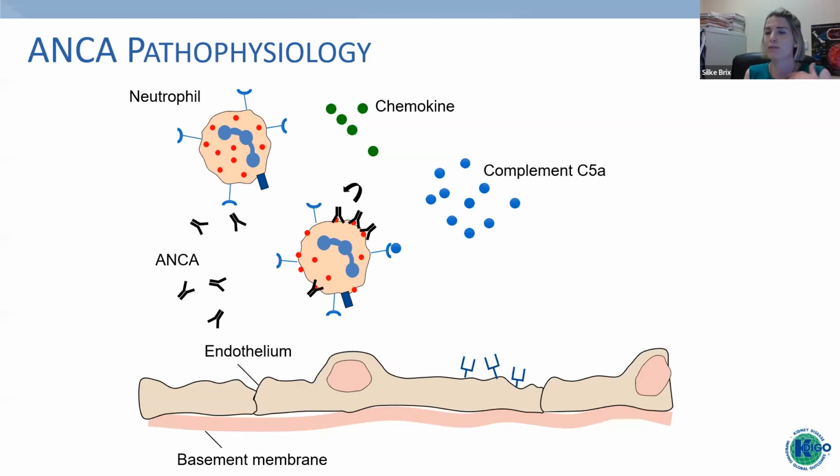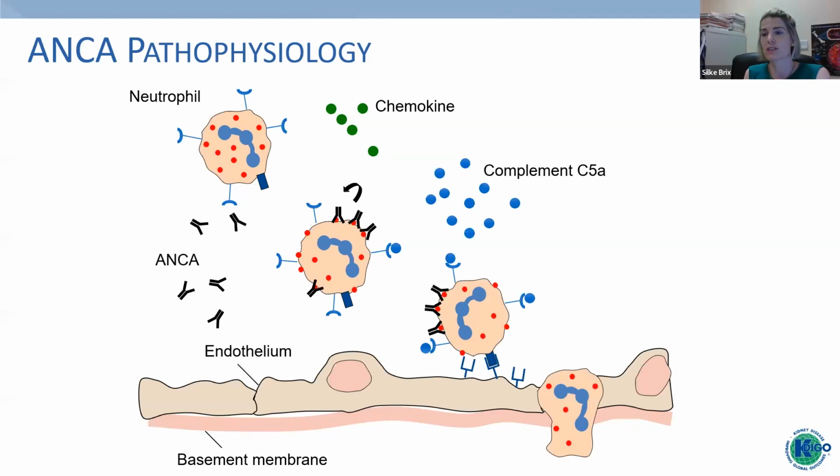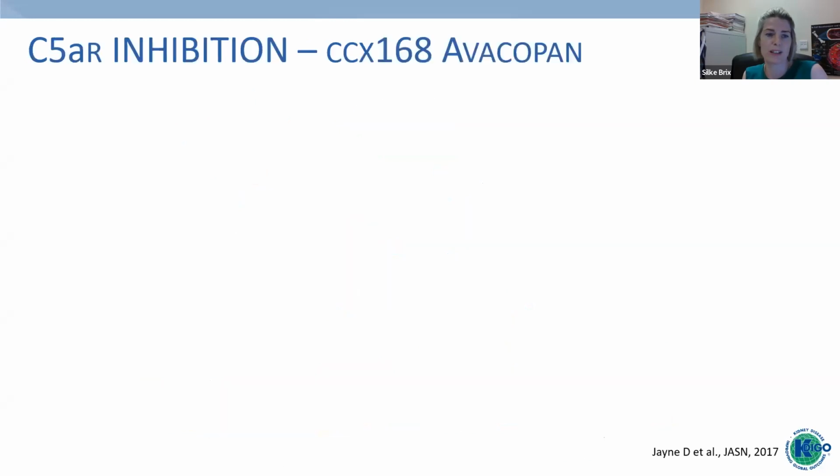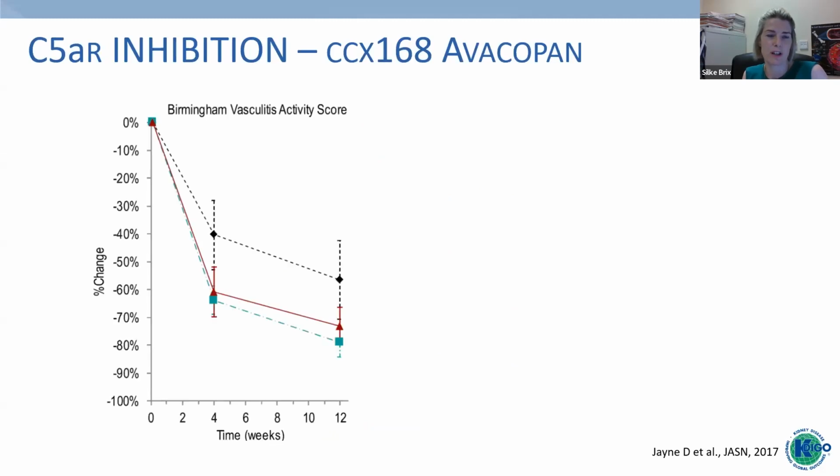And this is the amplification loop that has more neutrophils recruited, more primed and activated, resulting in binding of neutrophils with degranulation, NETosis, and the leukocytoclastic vasculitis. And with these results, the C5a receptor 1 inhibitor CCX168, called avacopan, went into a phase 2 trial. And I just have the two most important results from there.